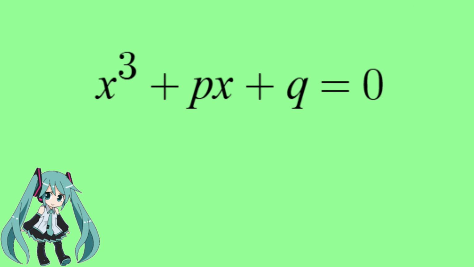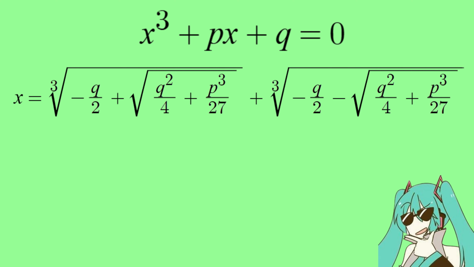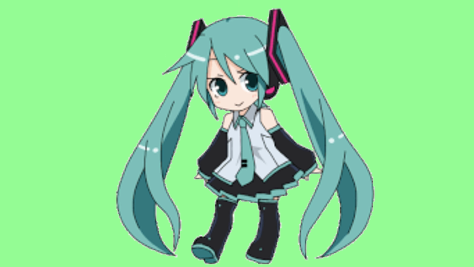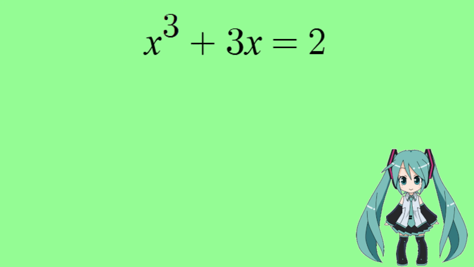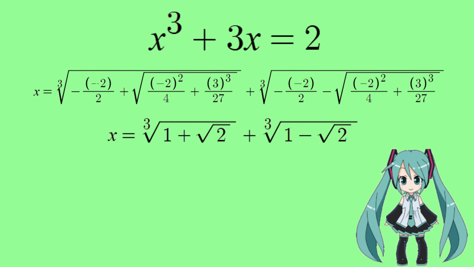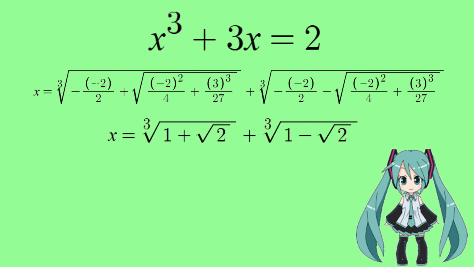The cubic formula was found in the 1500s and this is what it looks like for the depressed cubic. Yikes, scary, huh? Well, it's not that bad. We see that it's the sum of two cube roots, and the only thing that's different about the two cube roots is the plus and minus sign before the square root. Let's look at an example of a cubic with one real solution, x cubed plus 3x is equal to 2. If we solve this cubic using the formula, we get x is equal to the cube root of 1 plus the square root of 2, plus the cube root of 1 minus the square root of 2.